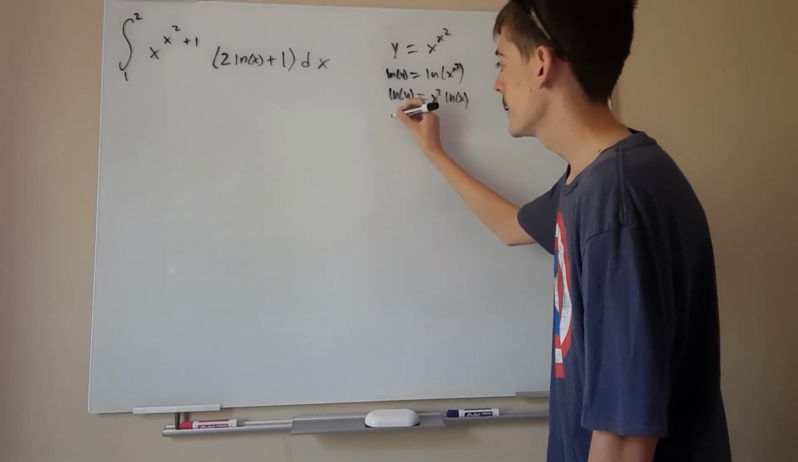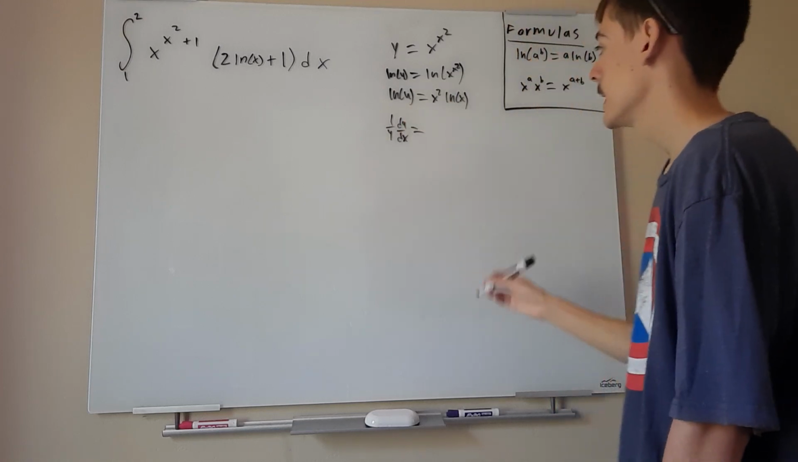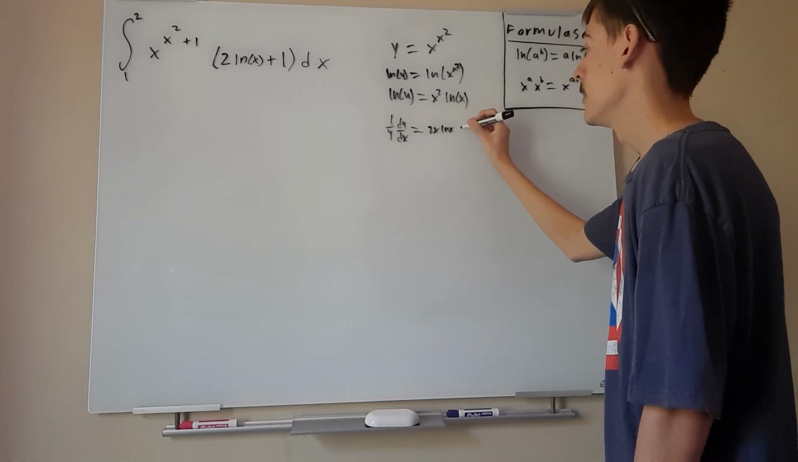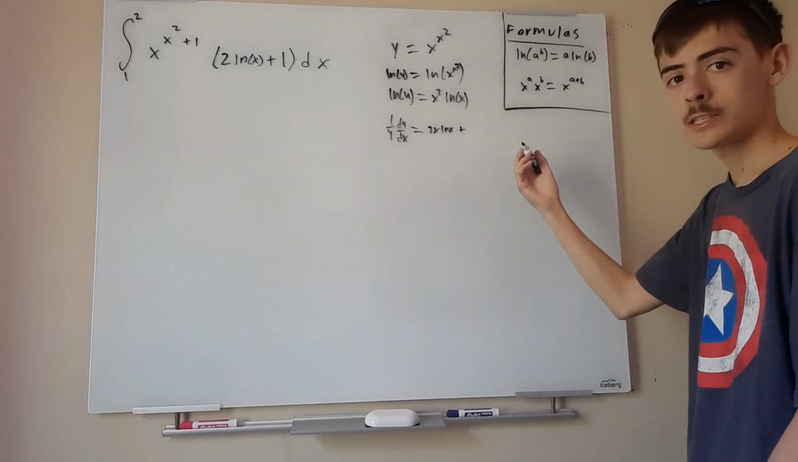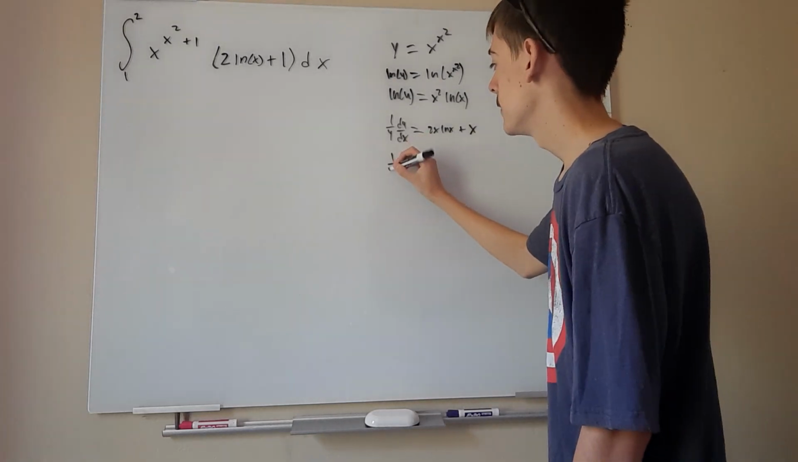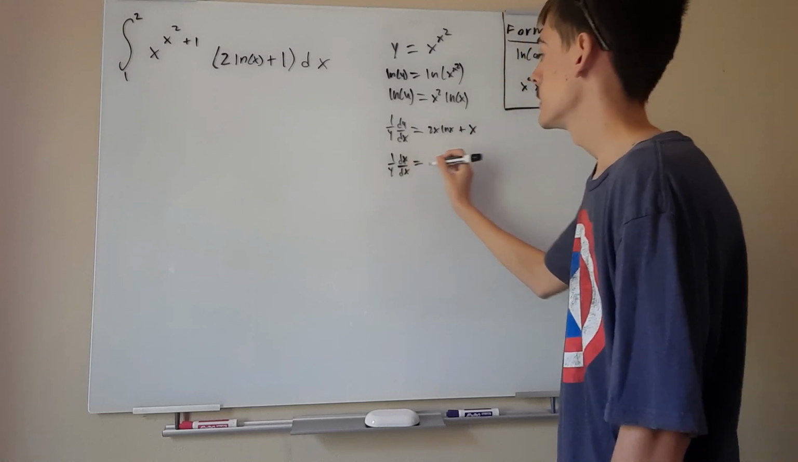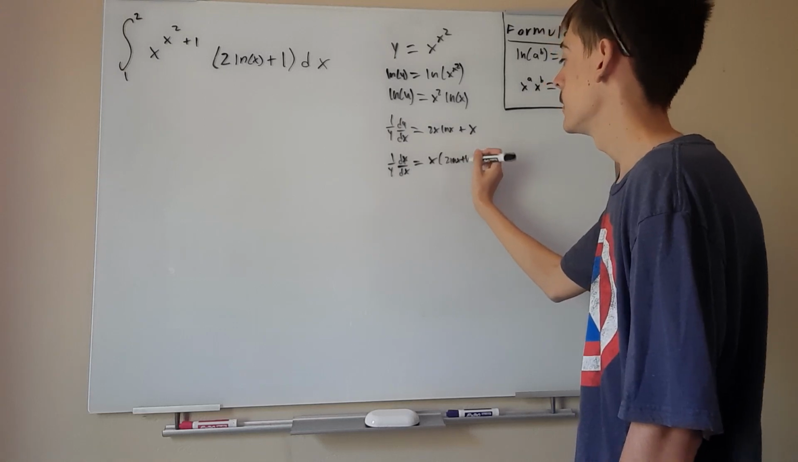Ln of y differentiated, that's going to be 1 over y multiplied by dy dx. And on the right-hand side, we'll use the product rule. So that will give us 2x ln x plus, this differentiated will give us x squared over x, but we can just simplify that right now. That will just be x. Before we continue, I'm going to factor out an x on the right-hand side.